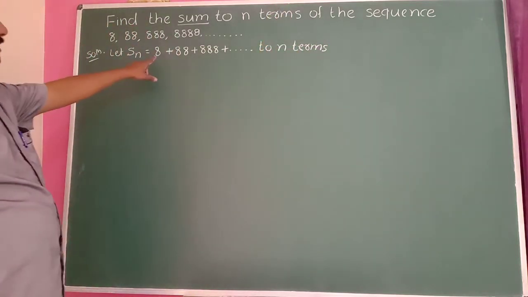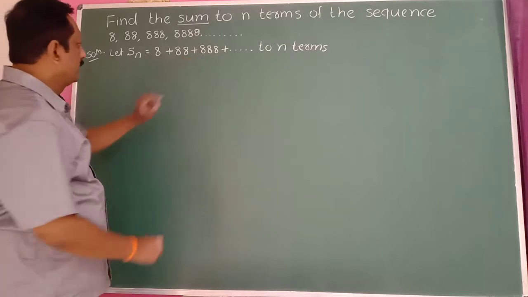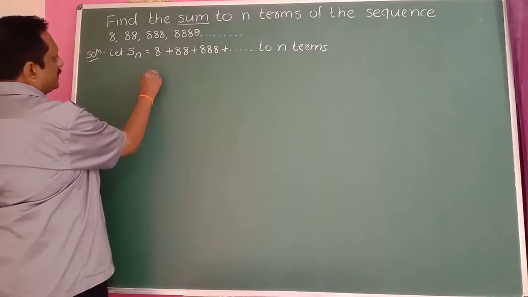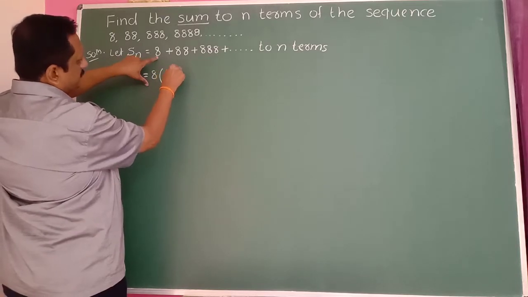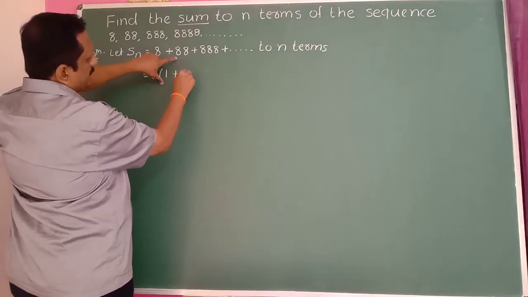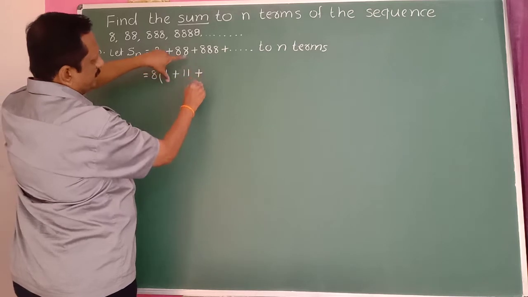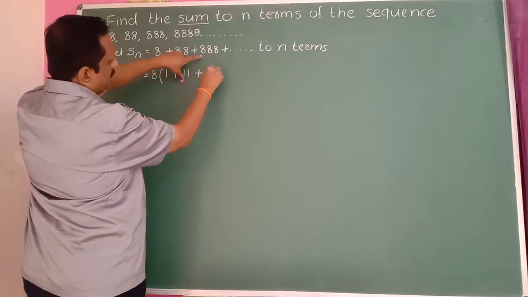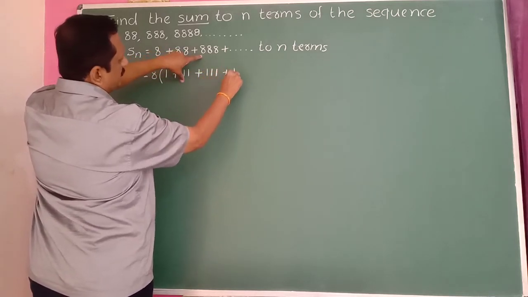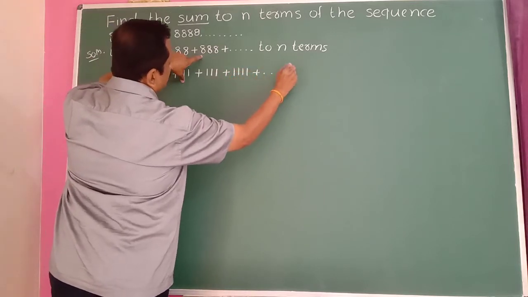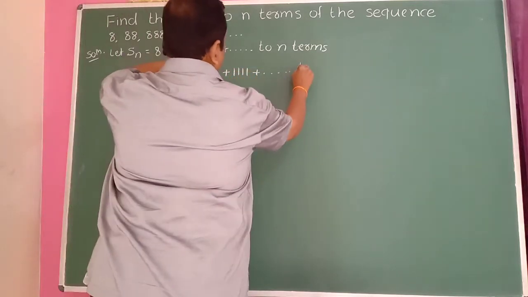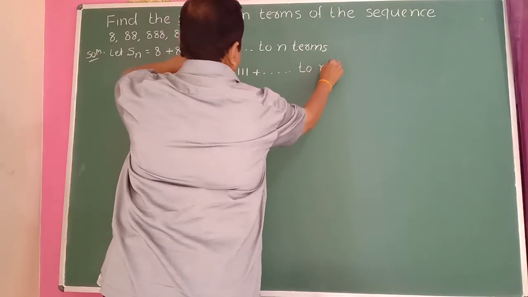Now you can take 8 as a common factor here. Then the remaining is 1 here, plus 11, plus 111, plus the next 1111, plus up to n terms.